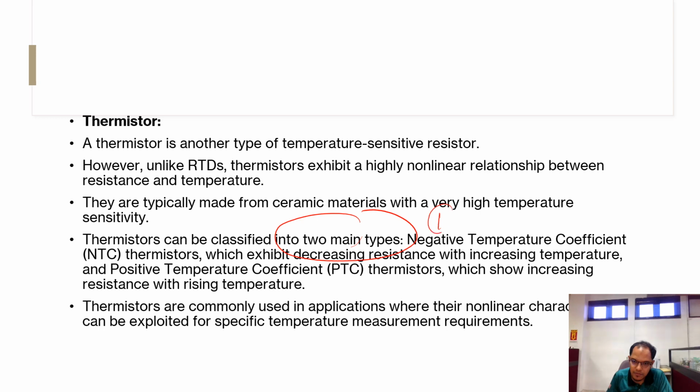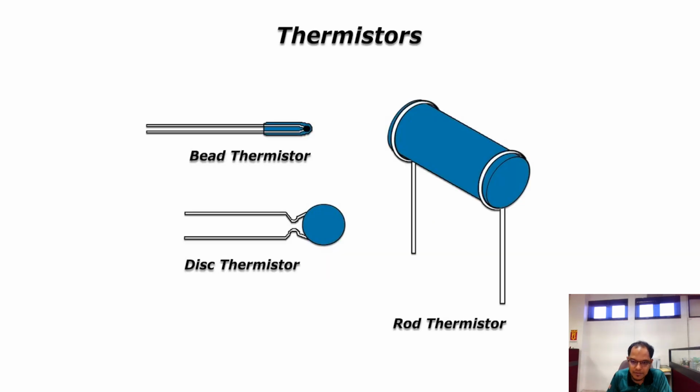Satu negative temperature coefficient, which exhibit decreasing resistance with increasing temperature, and positive temperature coefficient, which show increased resistance with rising temperature. Thermistors are commonly used in applications where their nonlinear character can be exploited for specific temperature measurement requirements. Ni bit thermistor dah kan, tak tahu kan. Thermistor kita ada buat untuk wiring.